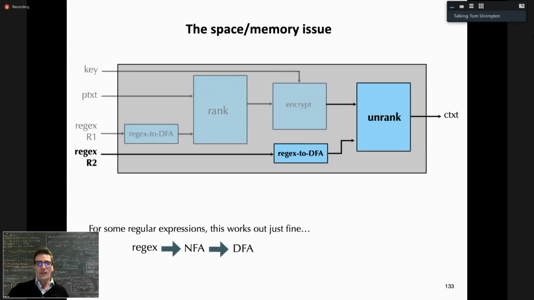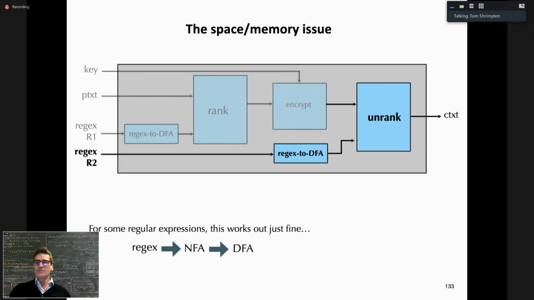Okay, so let's look at just the unranking part, the output here. So we have this process, right? You put in a regular expression, and this gets converted to a DFA. Well, the typical process, if you'll recall from your basic theory of computation class, is regular expression to NFA, non-deterministic finite automata, and then from there to DFA, right? That's the standard process for doing this. And in fact, there are libraries for doing this.